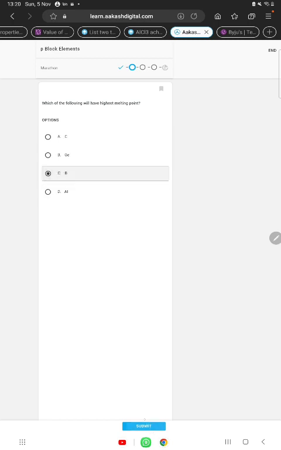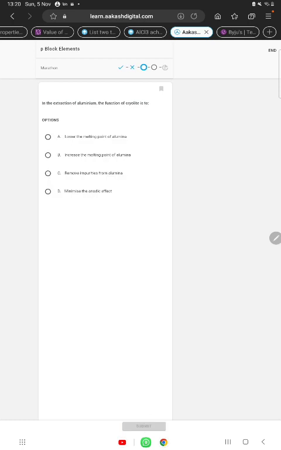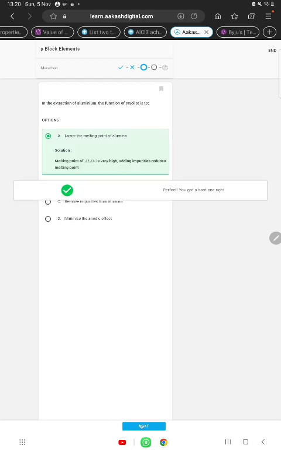Boron is the hardest. Carbon. In the extraction of aluminum, the function of cryolite is to lower the melting point. So option A, this is the correct one.